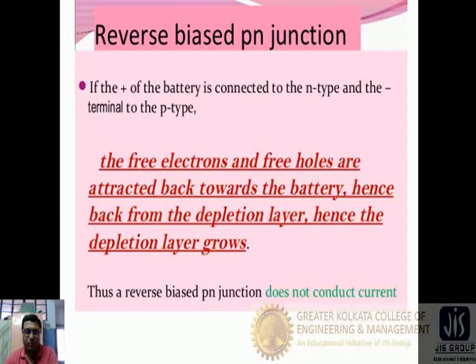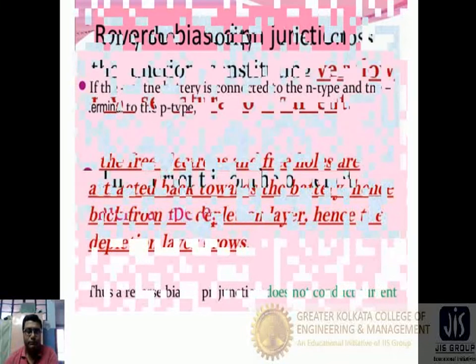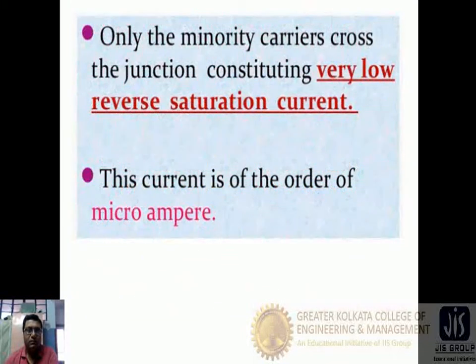This is the most important thing you have to keep in mind: in the case of reverse bias, the depletion region width grows and there is no current in reverse bias. Only the minority carriers cross the junction, producing a very low reverse saturation current. Thus the current is of the order of microamperes.